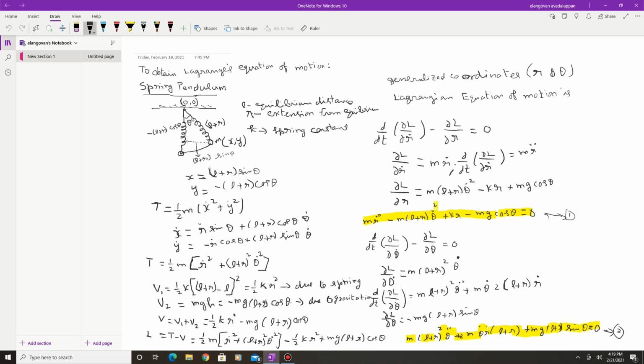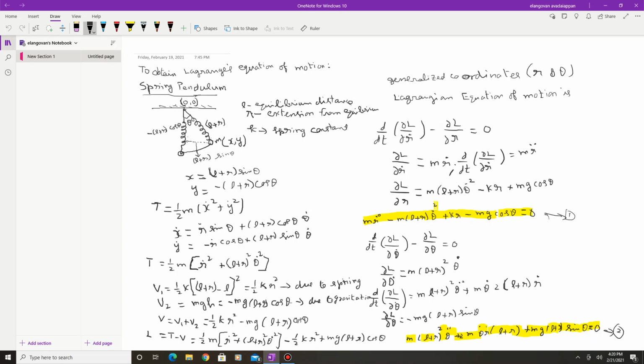Now let us substitute for x dot. Since x is equal to (L plus R) sin theta, x dot, differentiating with respect to time, will be R dot sin theta plus (L plus R) cos theta theta dot. Here you differentiate sin theta to get cos theta, and differentiate theta with respect to t to get theta dot. So this is your x dot. Similarly, y is given as minus (L plus R) cos theta. Differentiating with respect to time, y dot is equal to minus R dot cos theta plus (L plus R) sin theta theta dot.